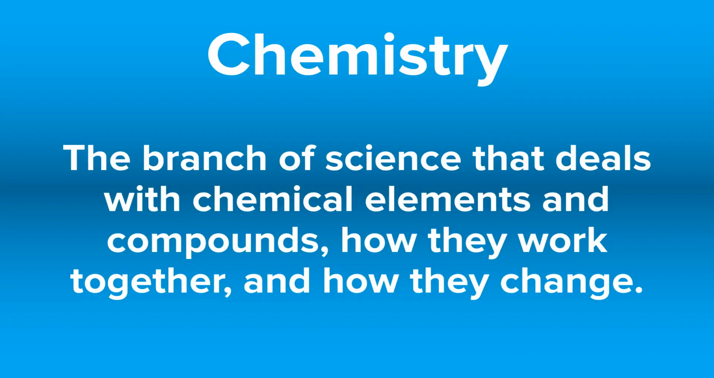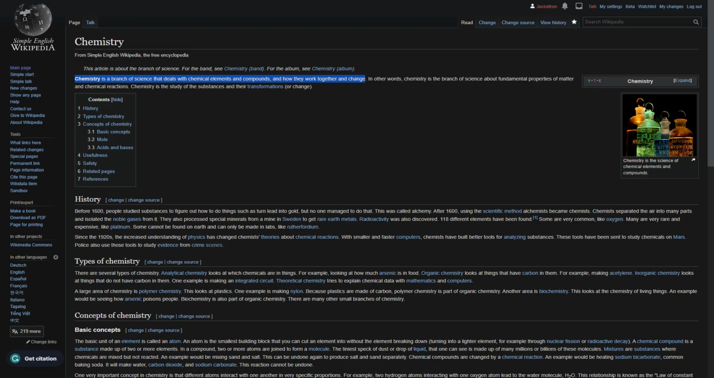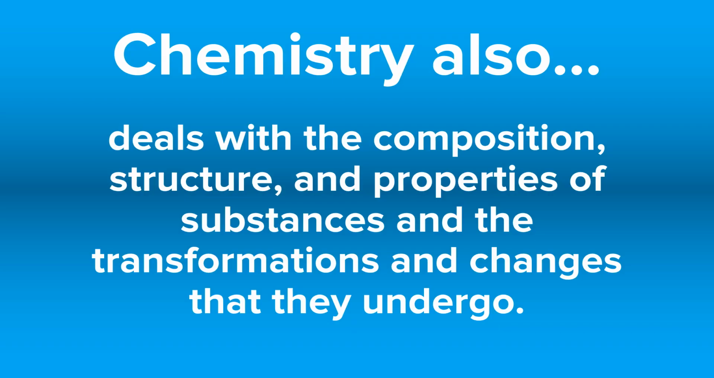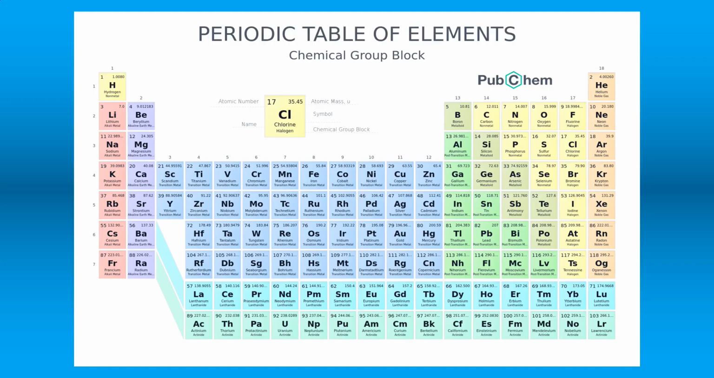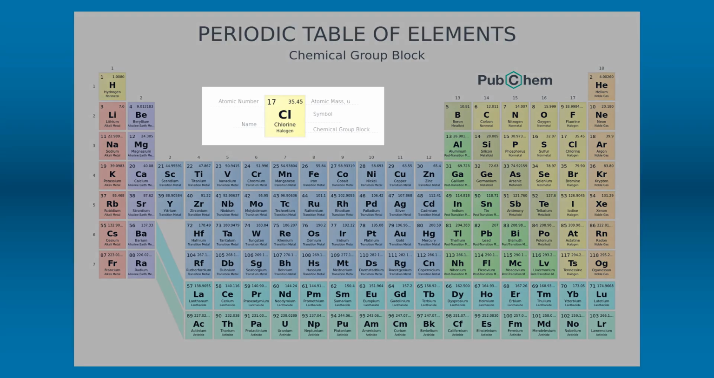Chemistry is the branch of science that deals with chemical elements and compounds, how they work together, and how they change. And if any of that sounded familiar to you, that's because it came straight from Wikipedia. Chemistry deals with the composition, structure, and properties of substances and the transformations and changes that they undergo. The chemical elements involved in chemistry can all be found in the periodic table, which lists each element's atomic number, chemical symbol, and atomic weight.